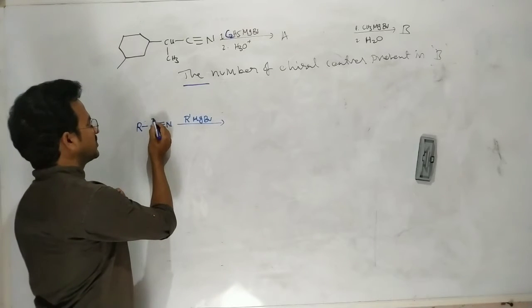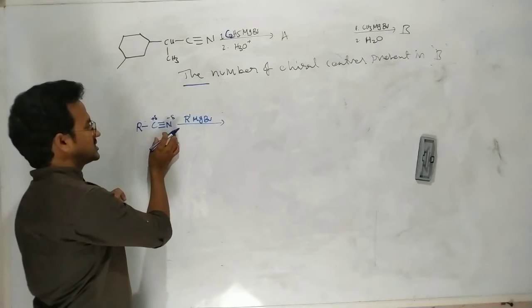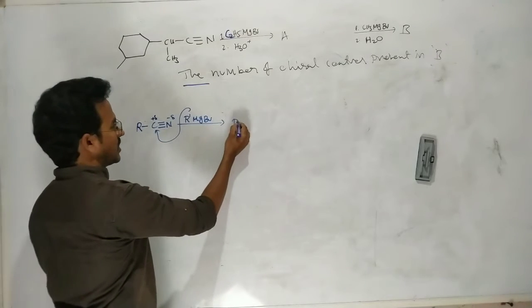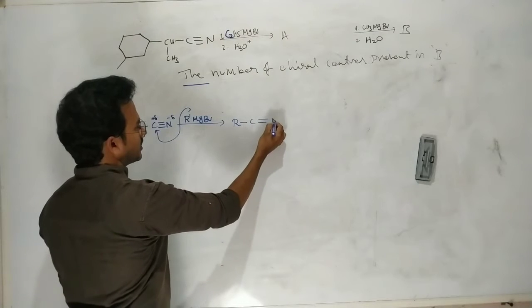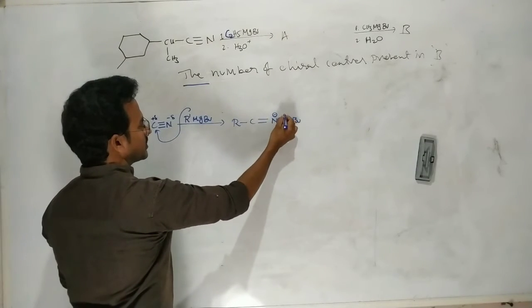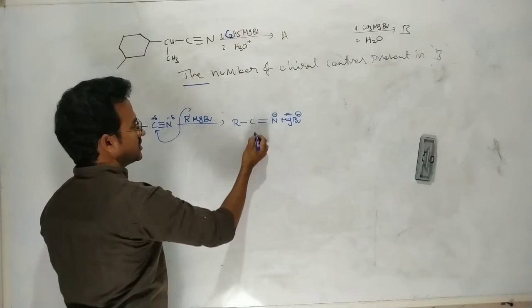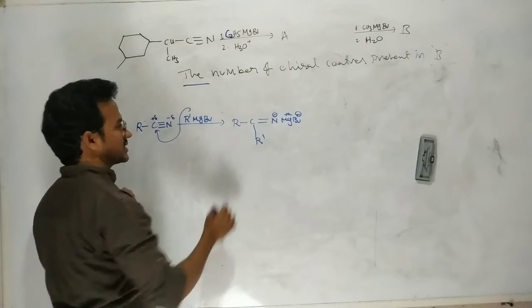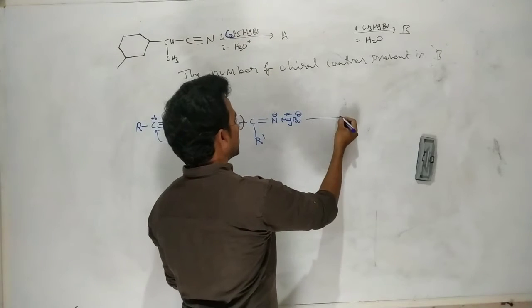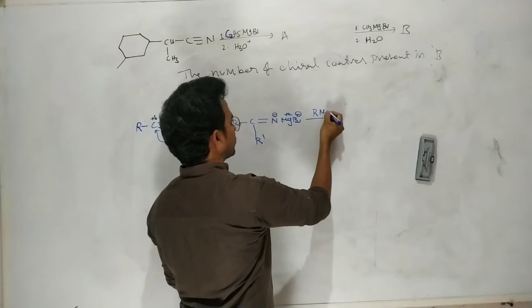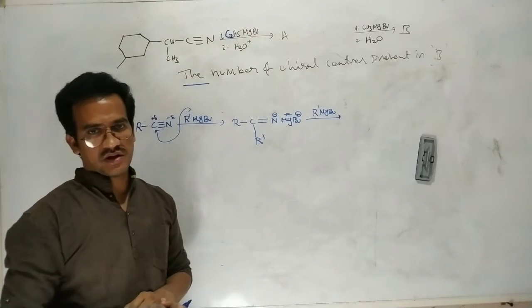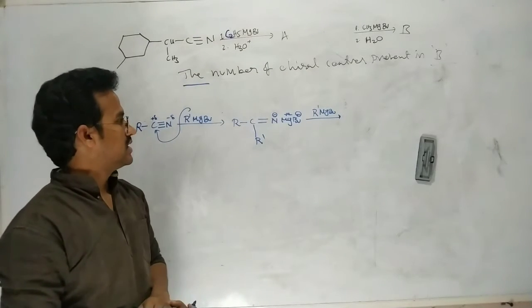Here there is a partial positive charge and partial negative charge. This is a polar group. So R minus attacks on the C plus. So here R C double bond N minus MgBr, because Mg plus 2 and Br minus 1, so the remaining one is your R'. Now in this case this molecule cannot be attacked further with alkyl magnesium bromide. That is the main difference in the reaction of the alkyl cyanide with Grignard reagent.